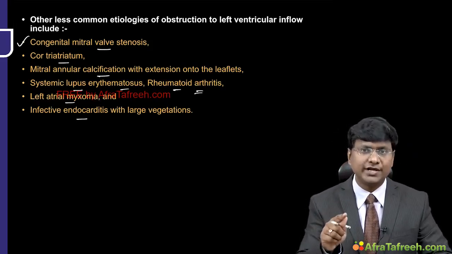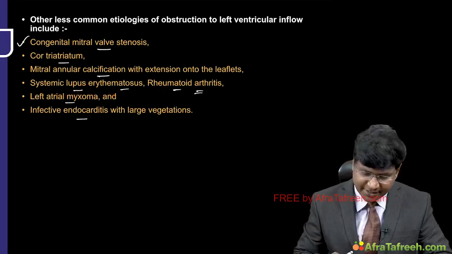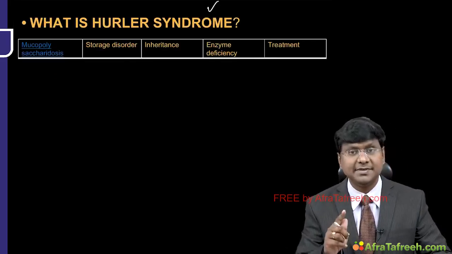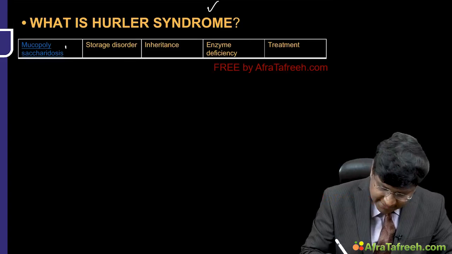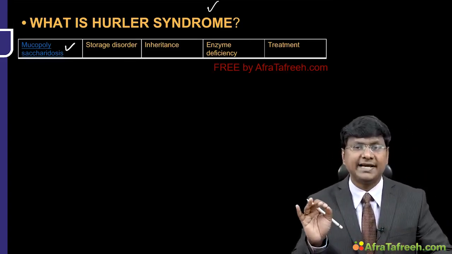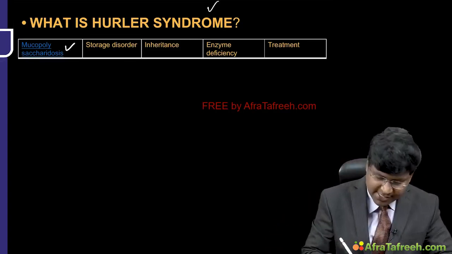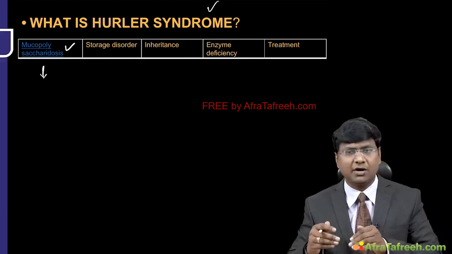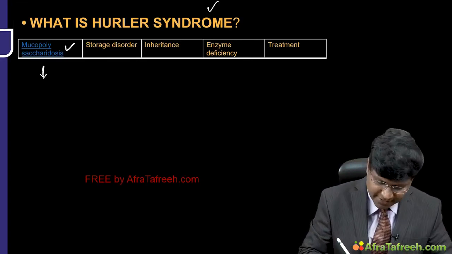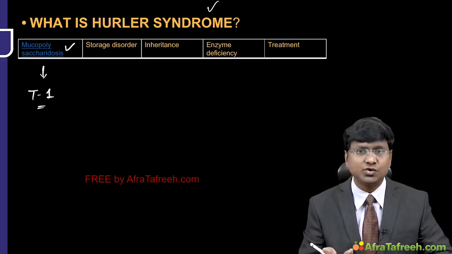Then we have one storage disorder which will cause mitral stenosis, and that particular storage disorder is nothing but Hurler syndrome. Right, it is nothing but Hurler syndrome. So this Hurler syndrome is basically a form of mucopolysaccharidosis. We have various forms of mucopolysaccharidosis, out of which Hurler syndrome is type 1 mucopolysaccharidosis, and it is a storage disorder.